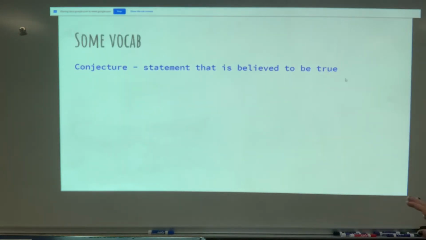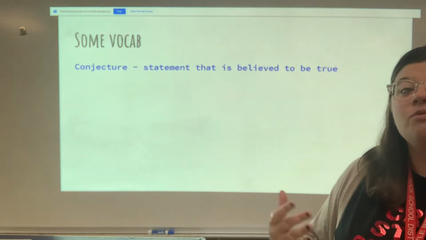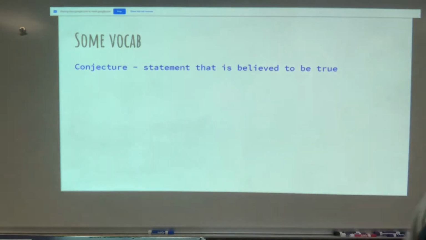So, just a little bit of vocab. When you make a conjecture, you're making a statement that you believe is true, all right? If you need to get that down, make a little note. What does conjecture mean? A statement that you believe to be true.